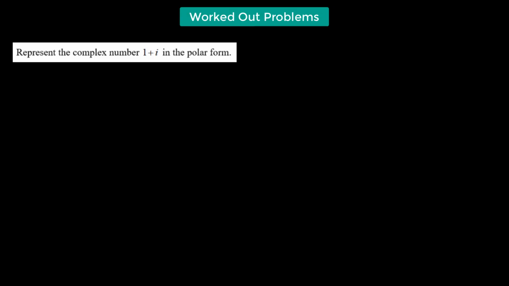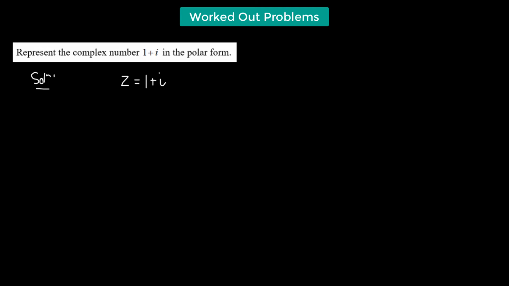So in this particular question, we have a complex number 1 plus i. We have to represent this complex number in the polar form. So let us do that. First we assume that this complex number is z, which is 1 plus i.